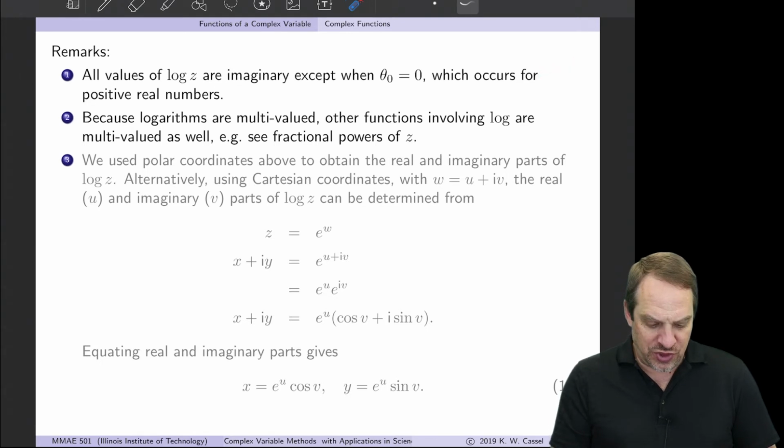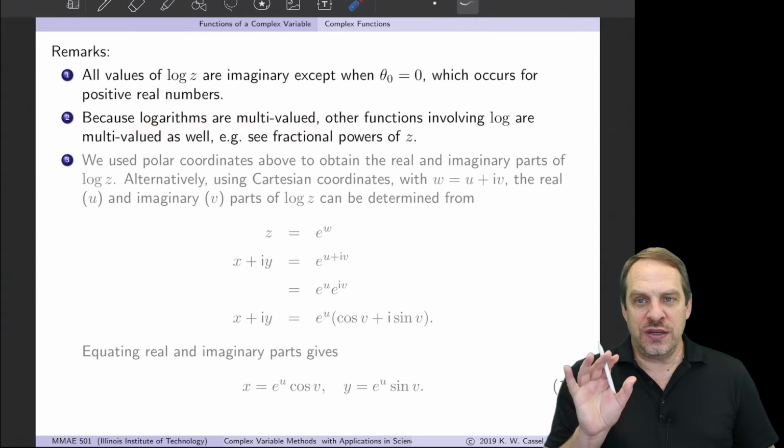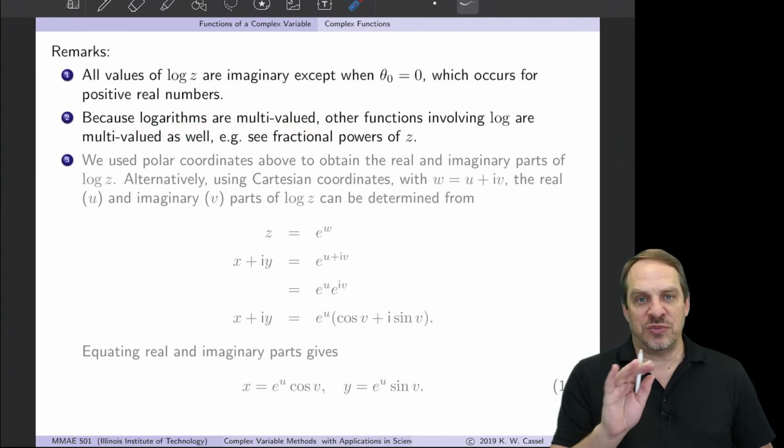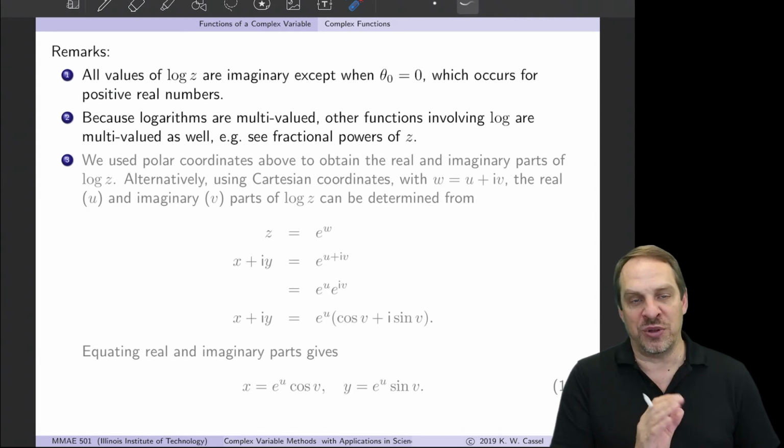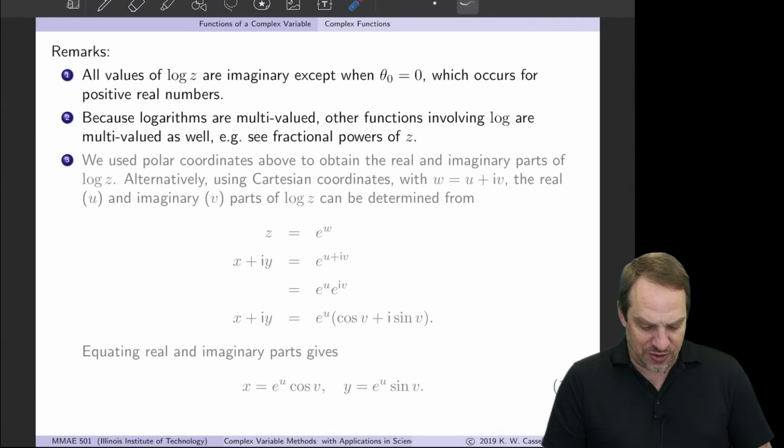And then what you'll notice is because logarithms are multi-valued, any other function, and we'll see that some trig functions, inverse trig functions to be specific, can be written in terms of logs. So any function that can be written in terms of a logarithm is itself multi-valued as well. And we'll see why that's actually a problem in the next video.